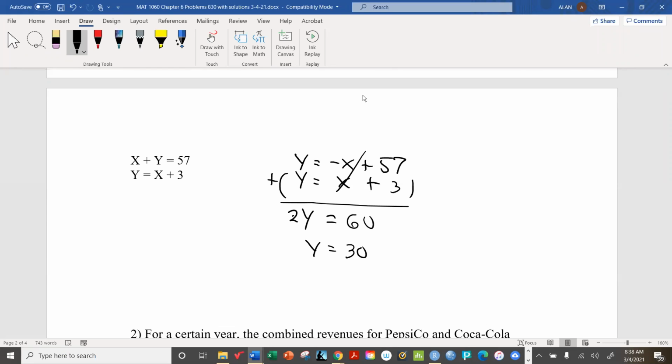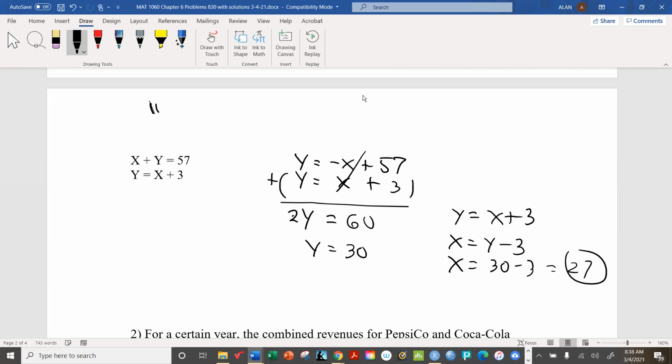And then from over here, if y equals x plus 3, that means that x equals y minus 3. x must equal 30 minus 3, 27. This is the method of simultaneous equations, it's called.